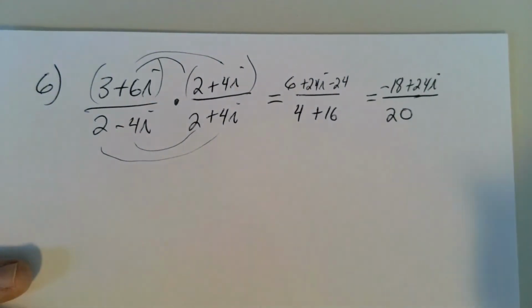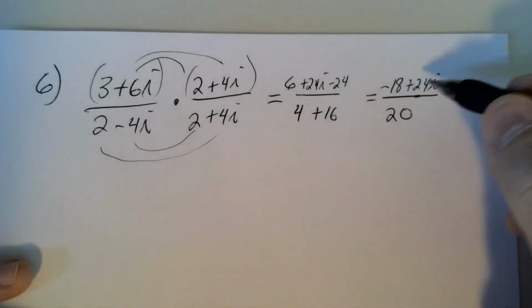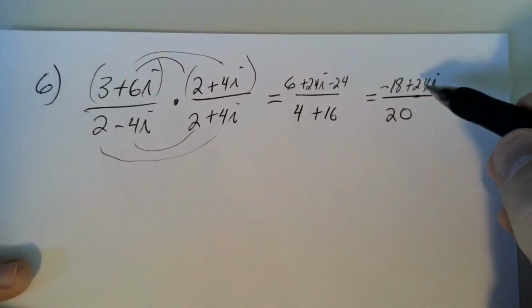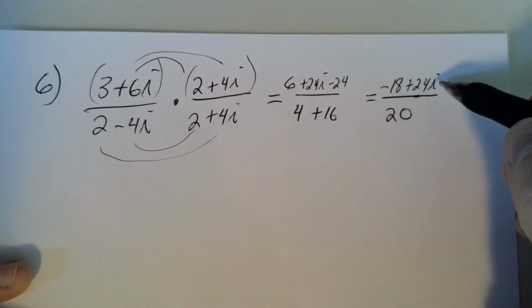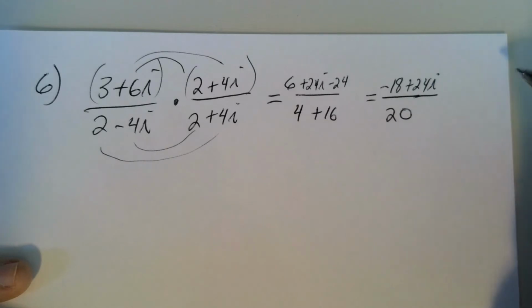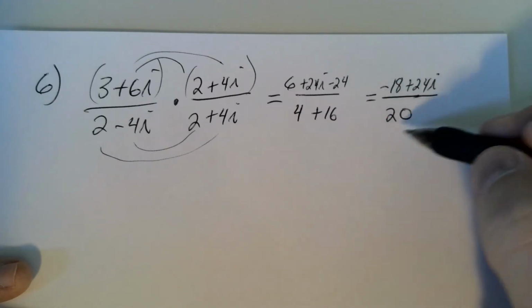And of course your calculator won't give you that because it'll reduce a lot of this stuff. So negative 18 plus 24i over 20. So I know that 2 goes into all of these things, right?